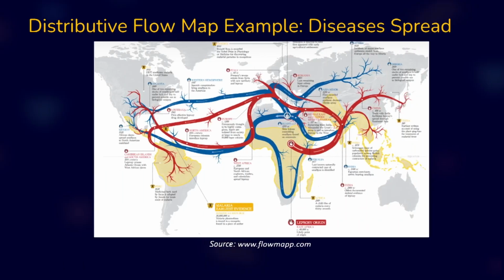This is an example of a distributive flow map, disease spread. Here we can see this is the origin of leprosy disease, okay. From here leprosy has originated, and this is the movement of the disease. With goods and people migrating to different places, even the disease has moved. This is how the disease has moved over, and this is how it spread.